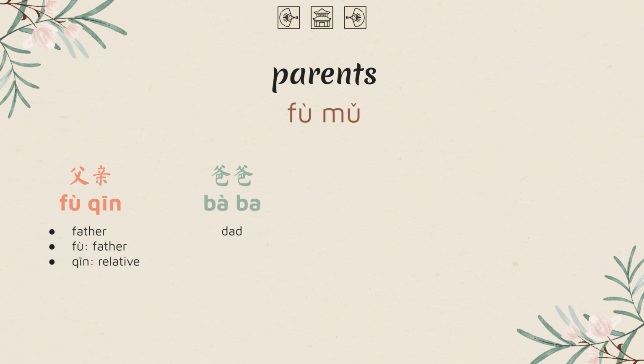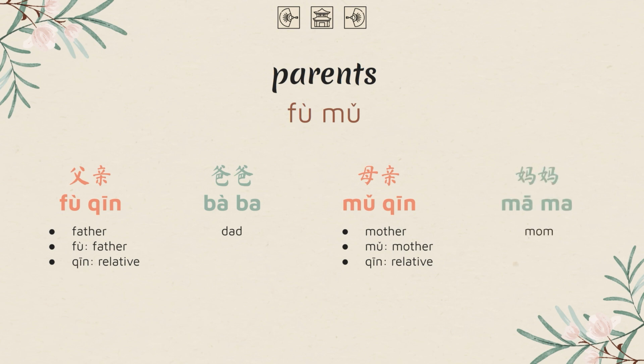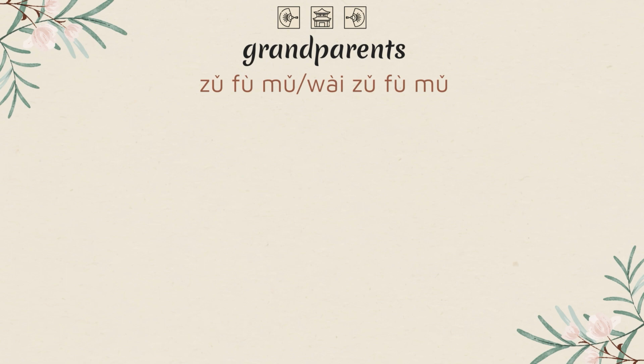Again, the second 爸 is neutral. 爸爸. Okay, so the counterpart of 父亲 father is 母亲 mother. The same 母 as in 父母. 母亲 is mother. And then the casual way of calling your mom is 妈妈. Mom. Pretty easy, right? Okay, next set of relatives, grandparents.